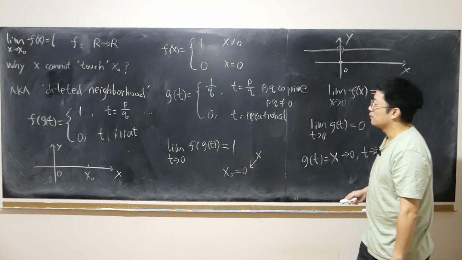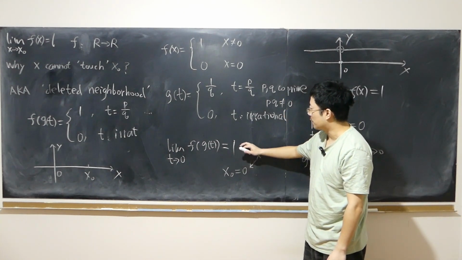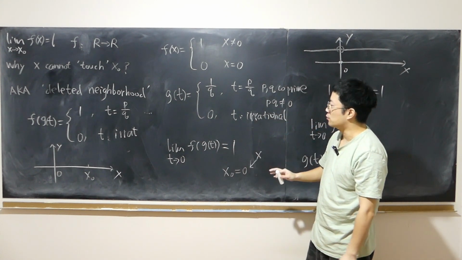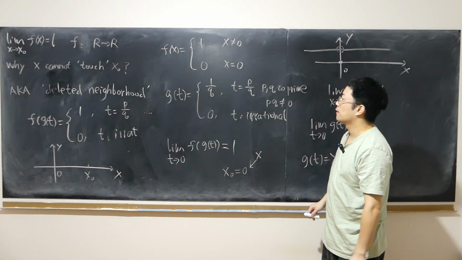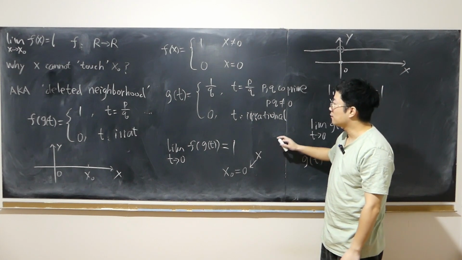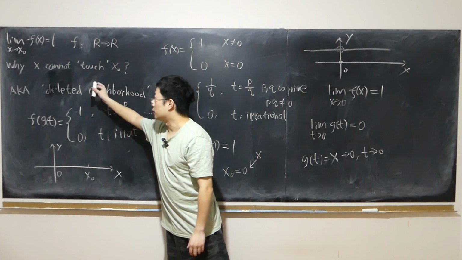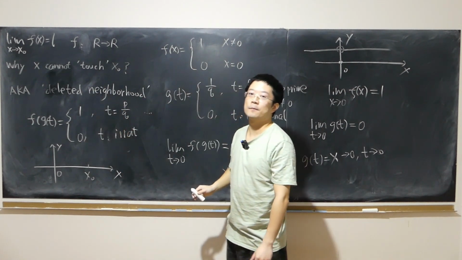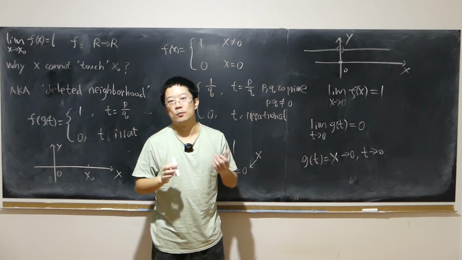And that's why we have such a weird behavior function. Even though it looks like it has a limit of 1, that's not true. It actually has no limit. So that's a third explanation of why we must require x not touch x naught, making sure it's a deleted neighborhood. So hopefully that explanation clarifies everything a little bit more.